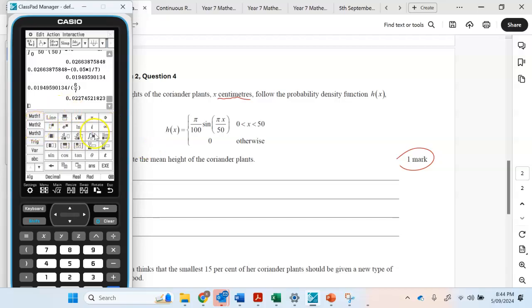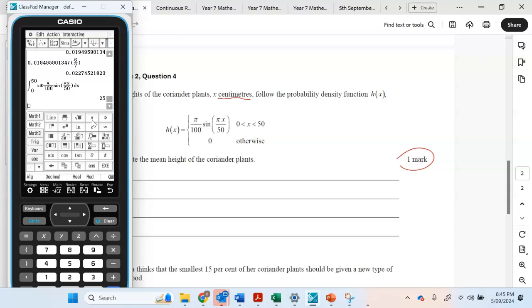All right, so we've got a definite integral. We're going from 0 to 50. And remember it's x times, so don't forget that like I did before. And then we've got pi over 100, and then sine, pi x over 50, and dx. And we don't have to restrict the domain.